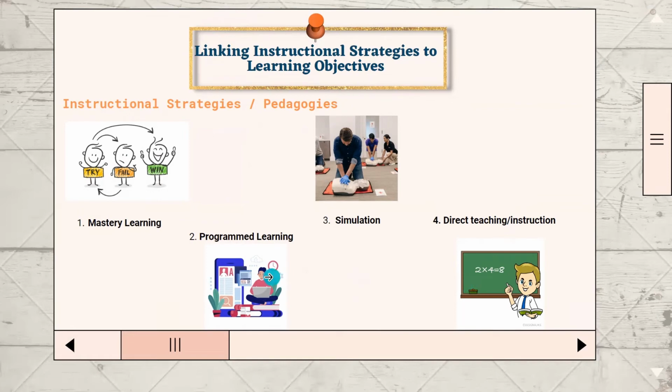Next is the programmed learning. Programmed learning is a method or technique of giving or receiving individualized instruction from a variety of sources such as programmed textbook, teaching machine, and computers with or without the help of teachers.